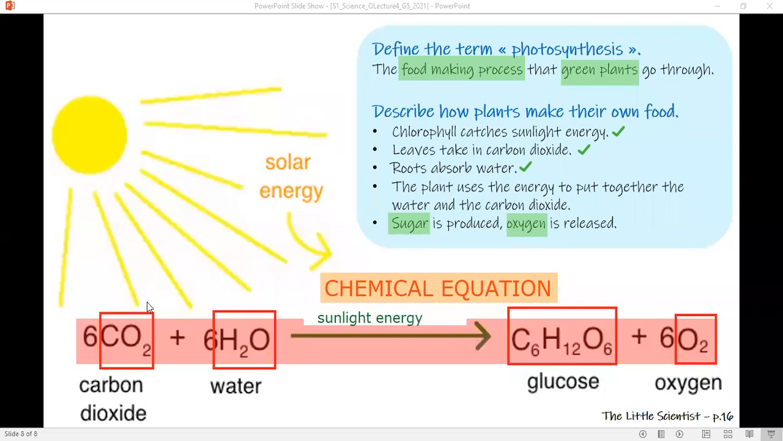Again, CO2 carbon dioxide, H2O water, C6H12O6 is the glucose, which is the kind of sugar that the plants make, and O2, which is the oxygen.